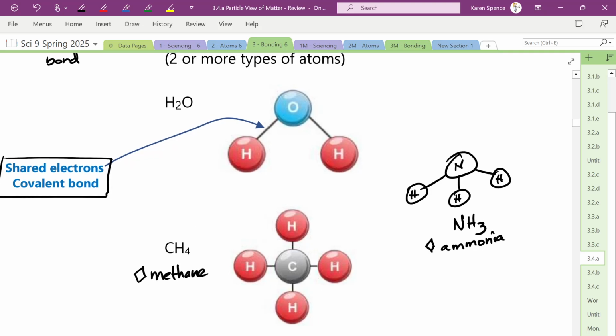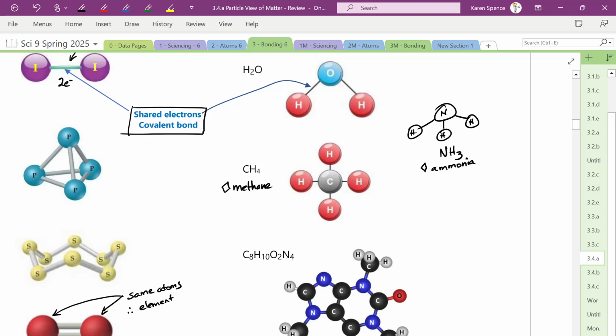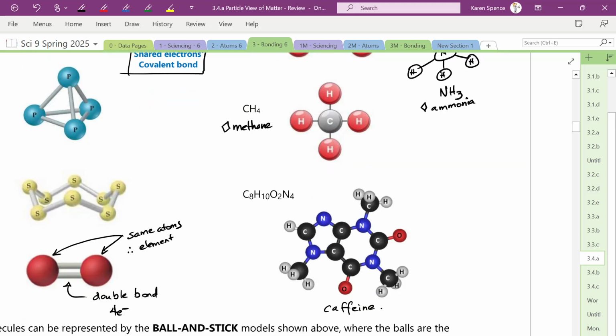And of course, then there's water. Oxygen has 6 valence electrons, so it only has 2 gaps, so it can only accommodate 2 hydrogens. And then, of course, there's our crazy old caffeine molecule down at the bottom.